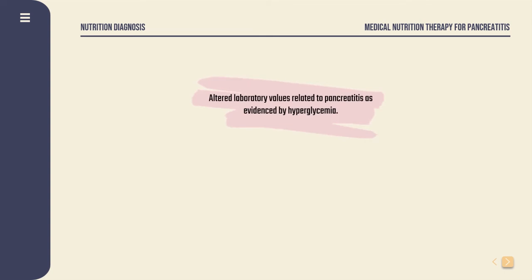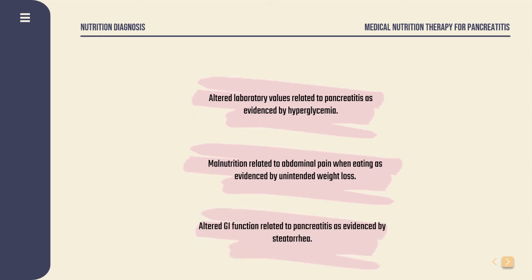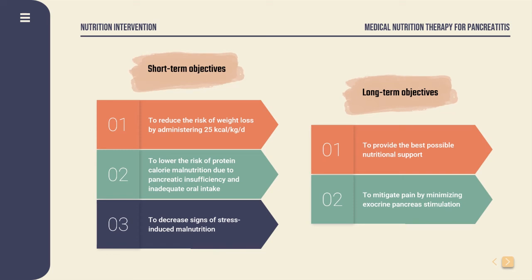Altered laboratory values related to pancreatitis as evidenced by hyperglycemia. Malnutrition related to abdominal pain when eating related to pancreatitis as evidenced by unintended weight loss. Altered GI function related to pancreatitis as evidenced by steatorrhea. There are several objectives to be achieved, which are divided into short-term and long-term.